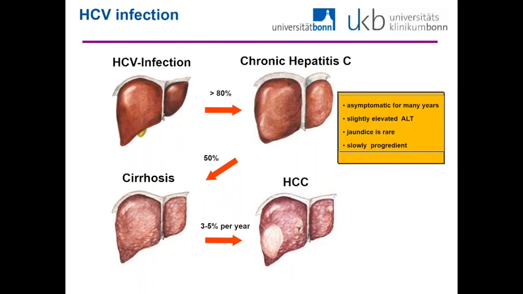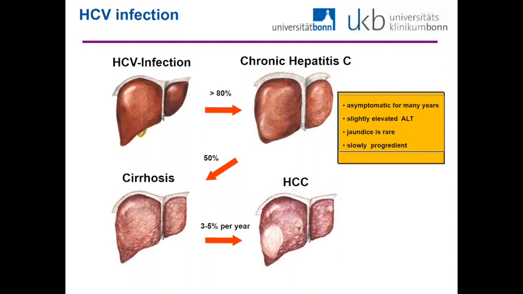Now, when someone gets infected with hepatitis C, around 80% will go on to develop chronic hepatitis C. That means they remain replicating over 6 months. Patients who have HIV and get infected with hepatitis C have a somewhat lower probability of curing hepatitis C spontaneously, so it's only around 15% who manage to not move on to chronic hepatitis C. Many of these patients remain asymptomatic for many years, may have slightly elevated ALT liver enzymes, or even normal liver enzymes, rarely jaundice, and progression of disease is slow.